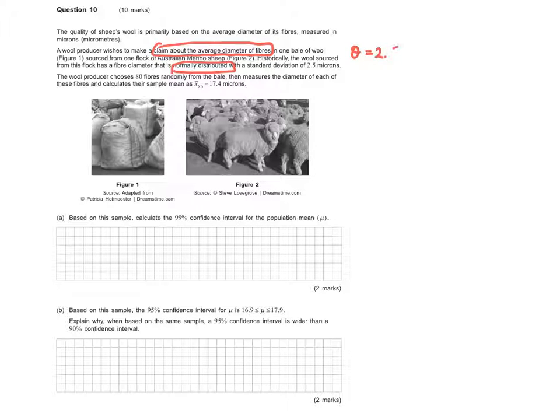is equal to 2.5. So the wool producer chooses 80 fibers, so sample size 80, then measures the diameter of each of these fibers and calculates their sample mean. So sample mean is equal to 17.4. So all this is given. Now based on this sample, calculate the 99% confidence interval for the population mean.